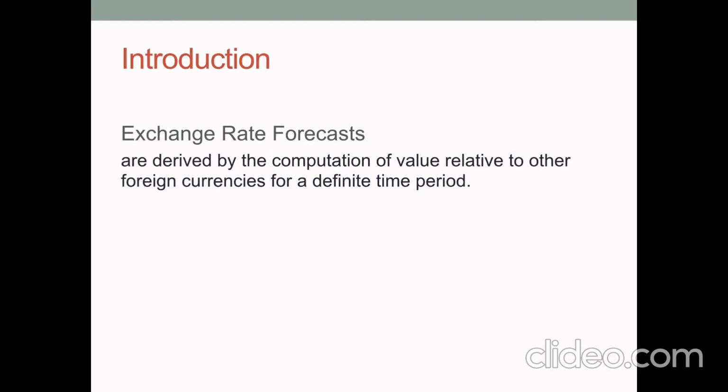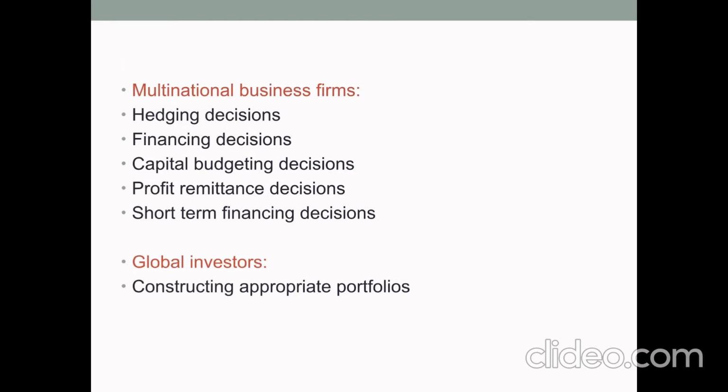For multinational business firms, it can help hedging decisions. It's like managing foreign exchange exposures. Financing decisions is about where to raise long-term capital. The third one is capital budgeting decisions. It's about FDI locations. The next one is profit remittance decisions. It's about where and when to move profits. And the last one is short-term financing decisions.